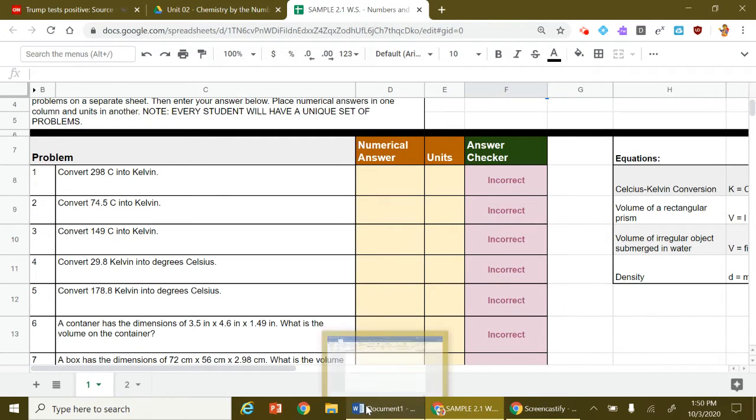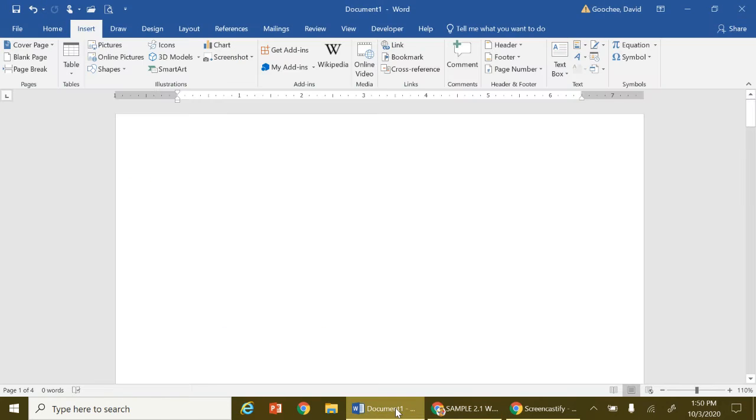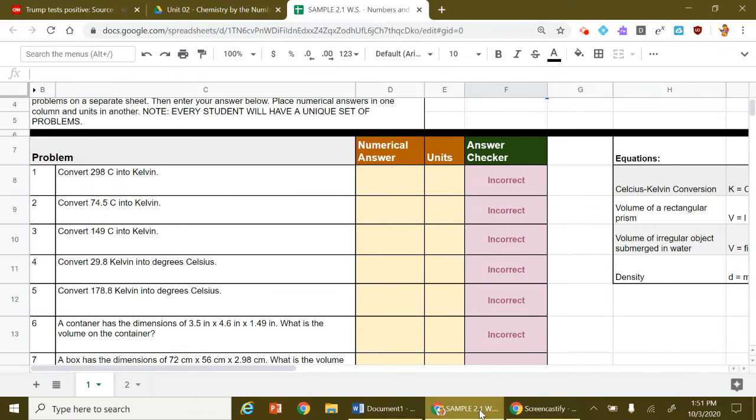I have a document open here, and I'm going to show you my work so that you can emulate it. Problem number 1: convert 298 Celsius into Kelvin. I'm going to write down the conversion equation: Kelvin equals Celsius plus 273. To find the Kelvin temperature, you take the Celsius temperature and add 273. So Kelvin equals, what was the Celsius temperature? Let me go back and look. It was 298.